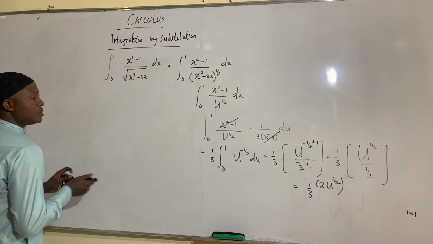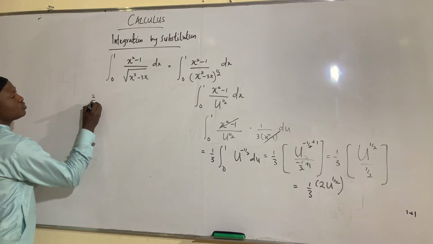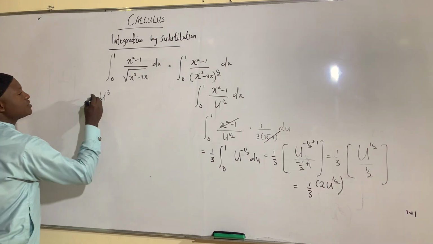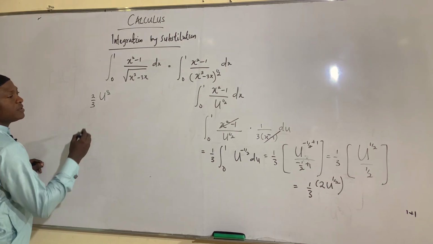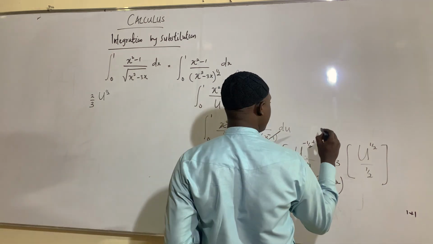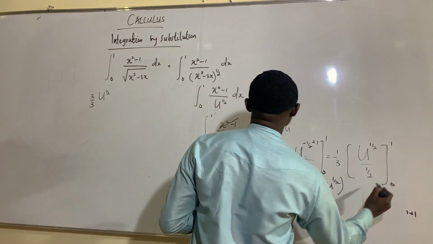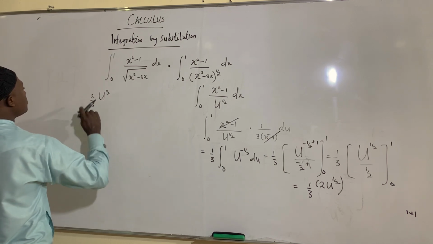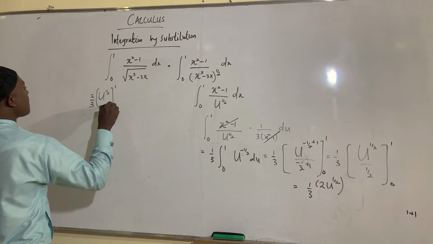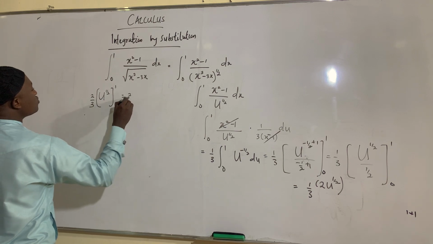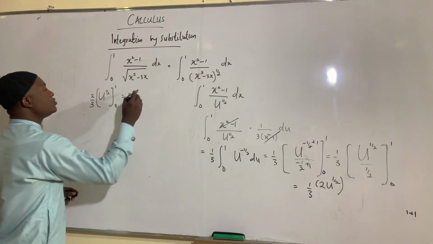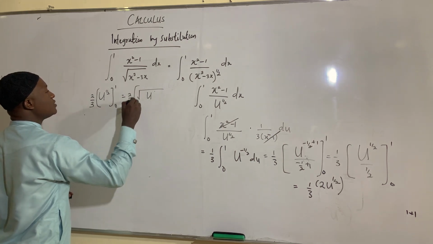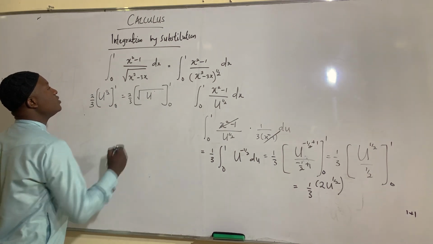So now, if I factor out the 2 also, I can have 2 over 3 u raised to the power of half. Don't forget we have the upper limit and the lower limit. Don't forget that, please. We have 1, 0. If I factor out the 2 over 3, I can have 1, 0 here. Then I can even write this as 2 over 3. You know, when we have half, it's nothing but root. It is root of u, with upper limit 1 and lower limit 0.